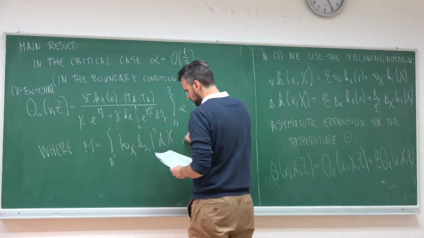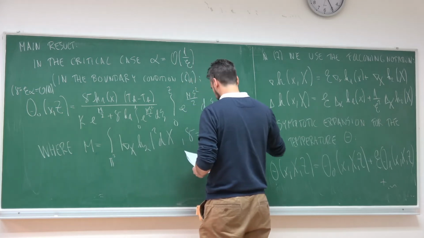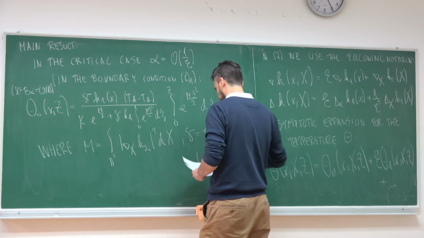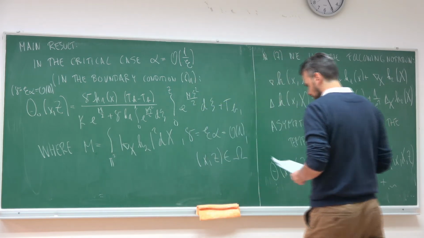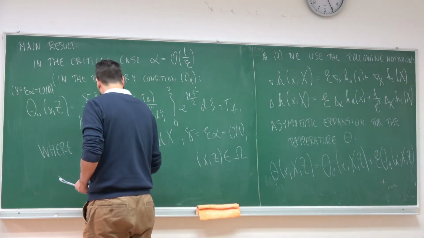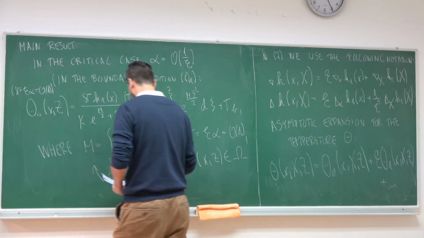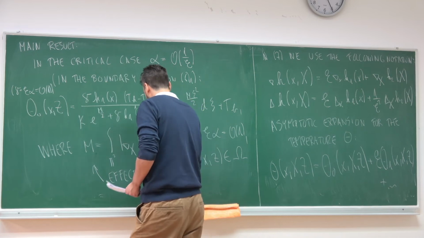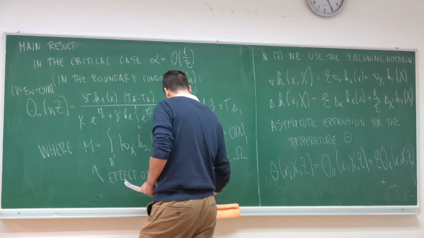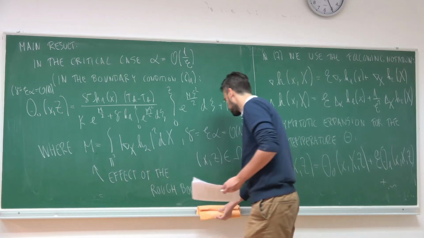So okay, I can write this down here. So gamma is epsilon alpha, which is of order 1, and xz are from gamma. Okay, so here you have the effect of the rough boundary.